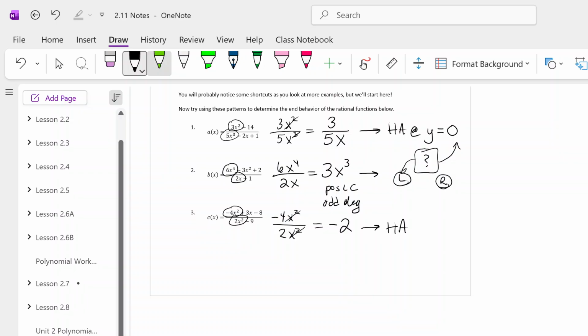So we have our 3 cases. In the first, we have a smaller degree on top, bigger degree on the bottom, always going to lead to 0. In number 2, we have higher degree on top, which is going to lead to some more complicated polynomial end behavior. And then in example 3, where they share the same degree, we end up with a constant, and our horizontal asymptote approaches that y value.